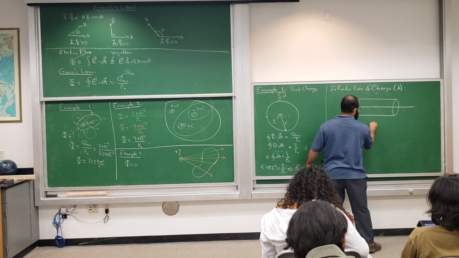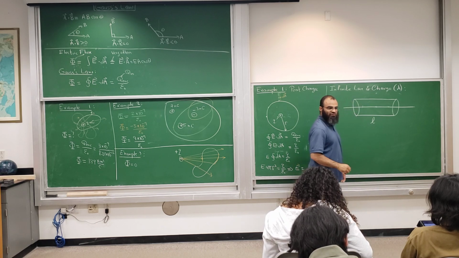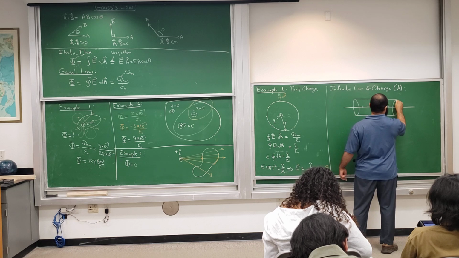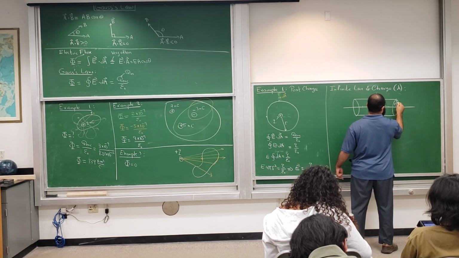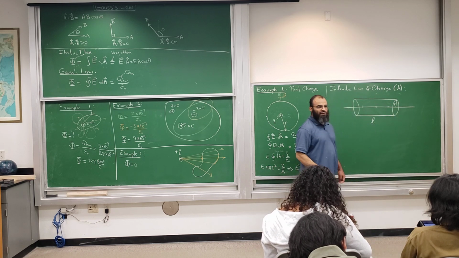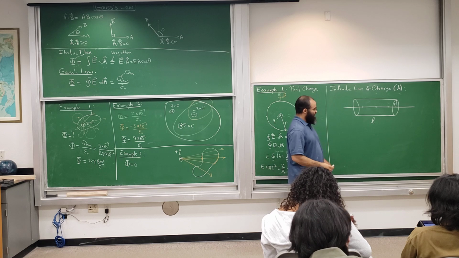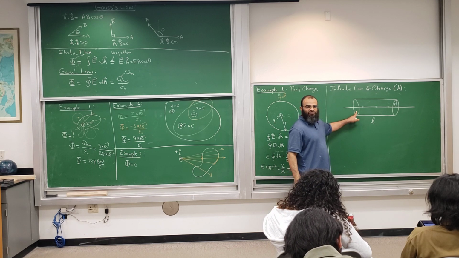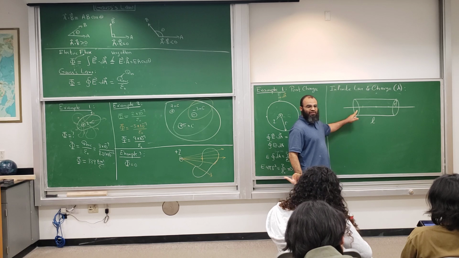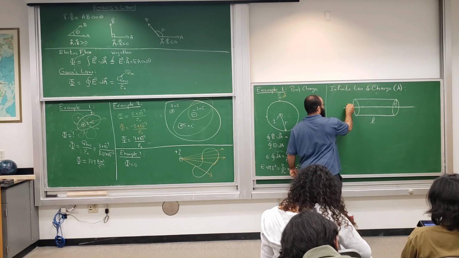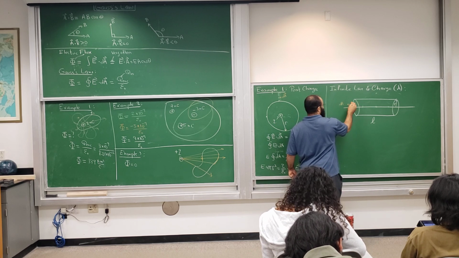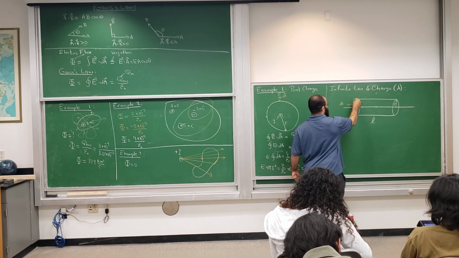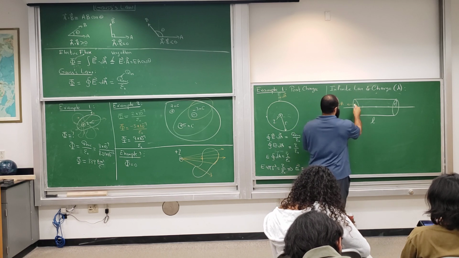And my cylinder is going to have length L, and it will have radius R. In what direction is the area of the left cap, or the left end? The A is to the left. In what direction is the field? Up. The electric field is up.